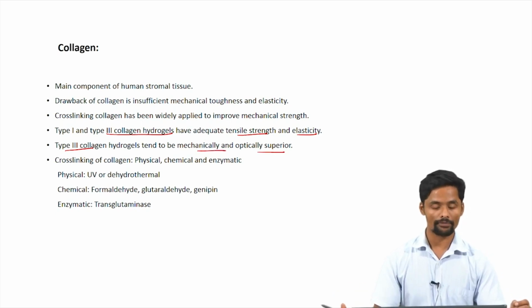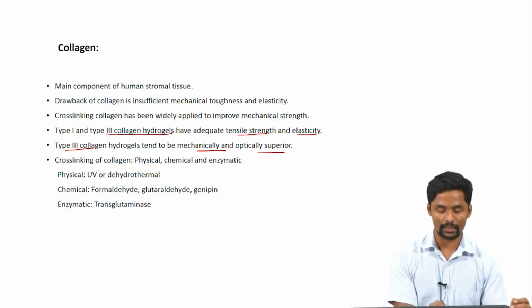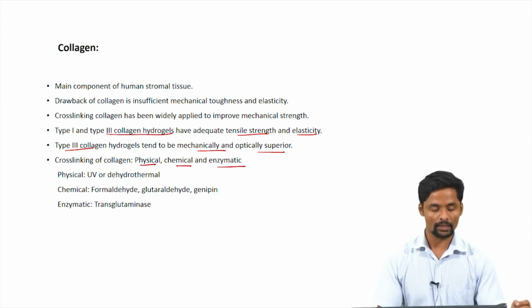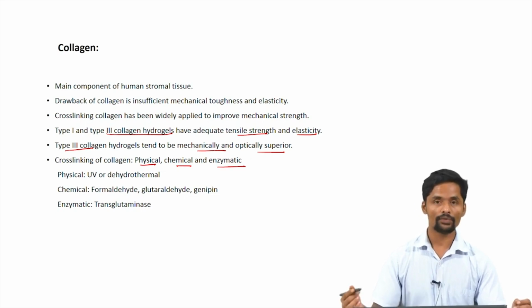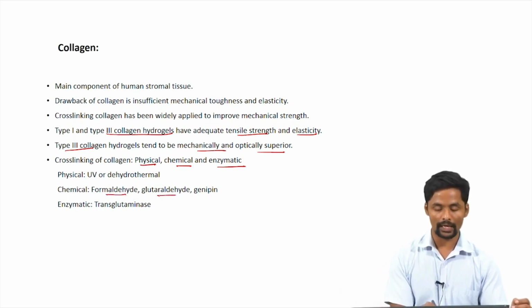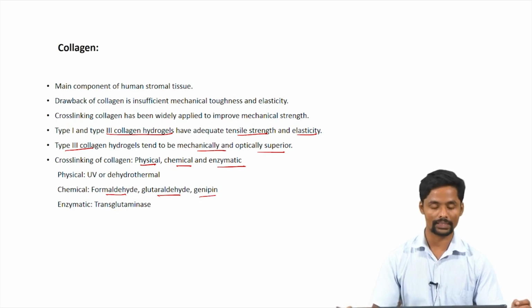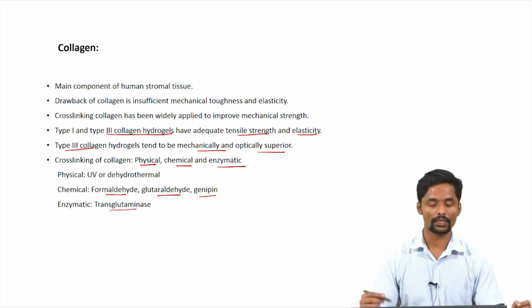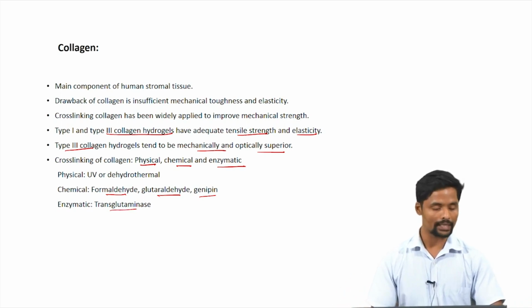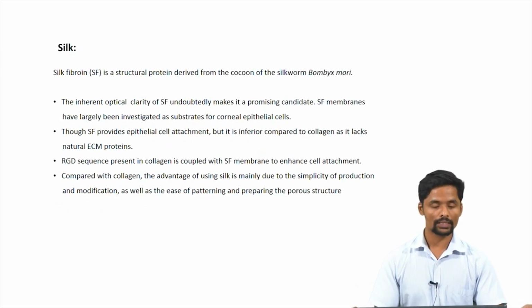Cross linking of collagen is done using various methods that are classified as physical, chemical and enzymatic methods. Under the physical method, UV light is used, and the dehydrothermal method is also used. Under the chemical method, formaldehyde, glutaraldehyde and genipin are used to cross link the collagen. And in the enzymatic method, transglutaminase is used to cross link the collagen and thereby overcome the drawbacks associated with collagen. We will go on to silk.